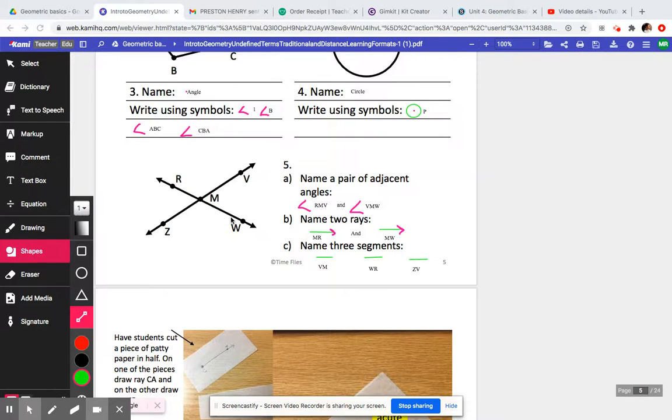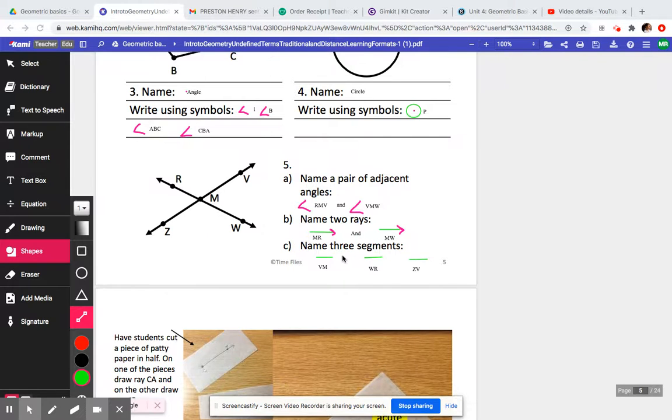Next, name 2 rays. Again, there are all kinds of rays in here, but I'm giving you 2 examples: ray MR and ray MW. You could have also done ray MV, ray MZ, ray ZM, ray RM, or ray RW. There's all kinds of rays in this diagram.